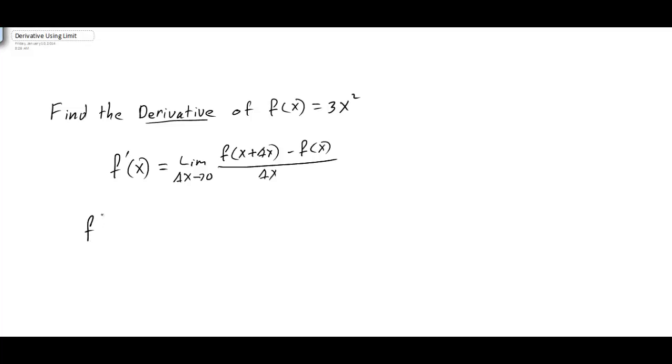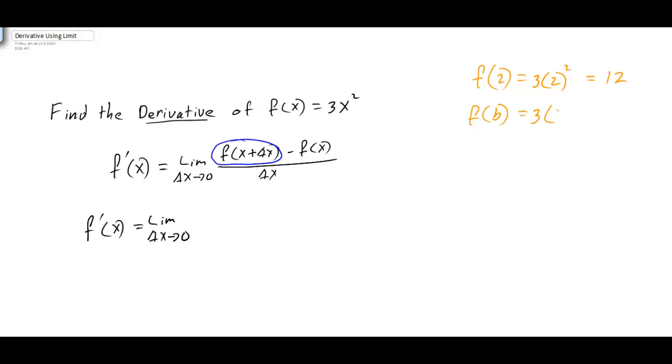So to do that, we first need to calculate f of x plus delta x. So remember, we're trying to find f of x plus delta x. Now, maybe as a quick review before we begin, as a side note, if I said we want to find f of 2, that means we're going to take 2 and plug that in for the function, and we would get 3 times 2 squared, which would be equal to 3 times 4, which is 12. Or if I said f of b? Well, you would simply plug b in for x, and you would end up with 3b squared.